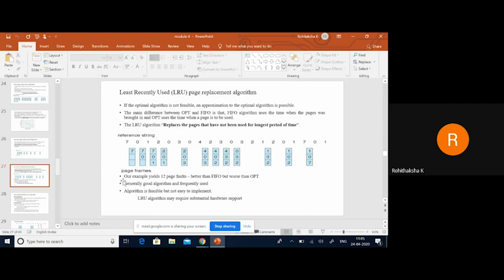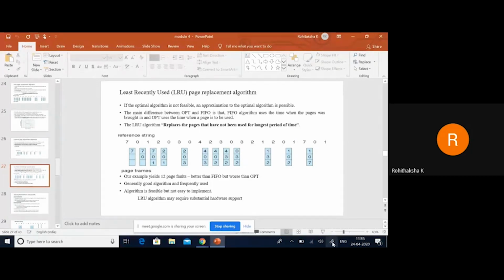If you check the diagram here, we have taken the same string with 3 frames. See, in this case 7, 0, 1. Now whenever I want to look for 2, we have to go back and check which page has not been used for the longest period of time.